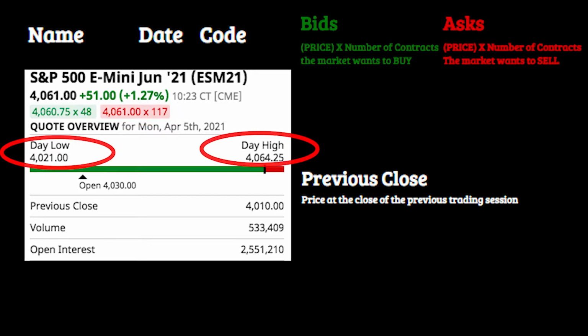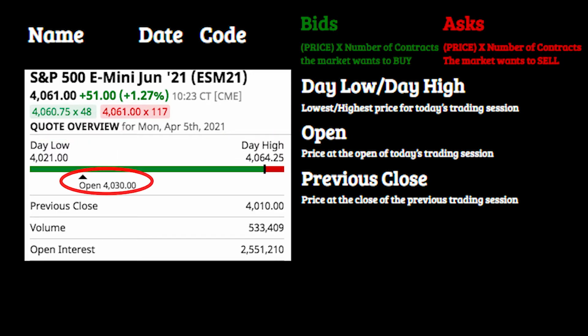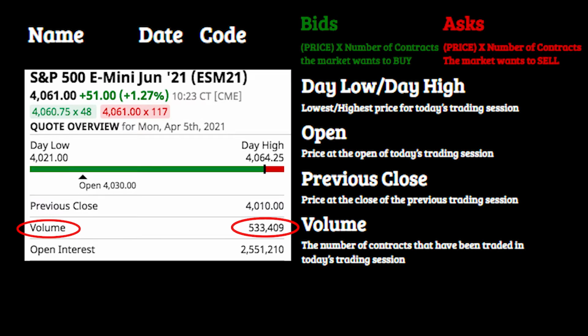Day low and day high, real simple, the lowest and highest point of today's trading session. Open is also very simple. It's just what the price was when today's trading session started. Previous close, we already covered because we're super smart. Volume is the number of contracts that have been traded today. So you can see in this quote, this contract has been bought or sold 533,409 times today so far.